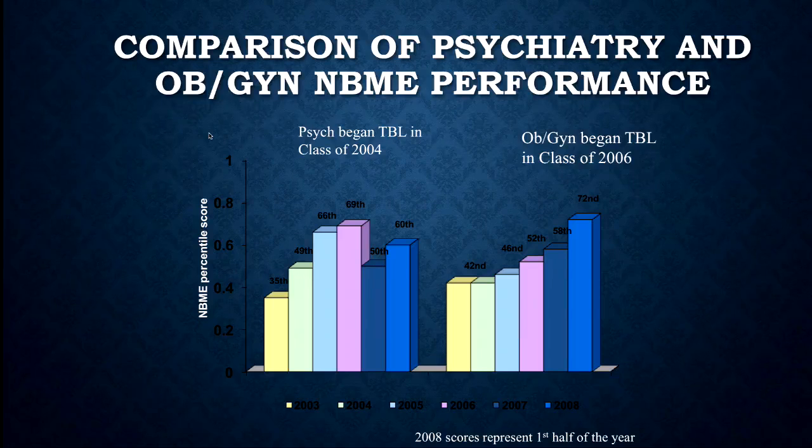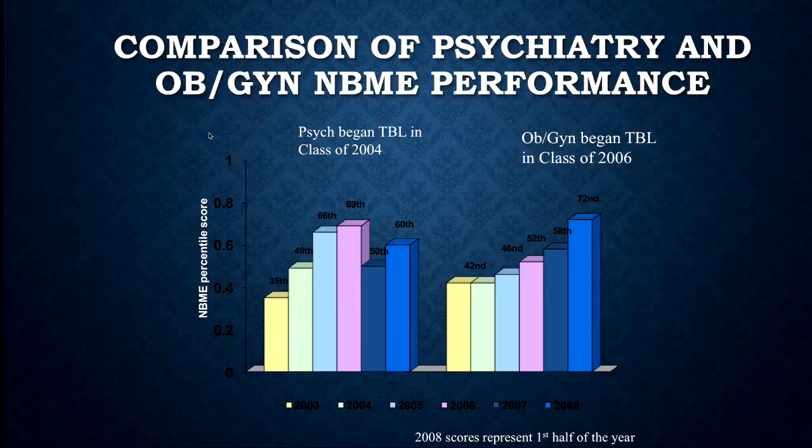And then we instituted TBL, and we kind of stepwise instituted it. We did it slowly. But every year, our shelf exam scores went up. Now they're around the 60-something percentile. We stopped it in 2008. We had a nasty little storm in 2008. Some of you might have heard about it. And so our clerkship just changed entirely. So the data really wasn't fair to compare it.